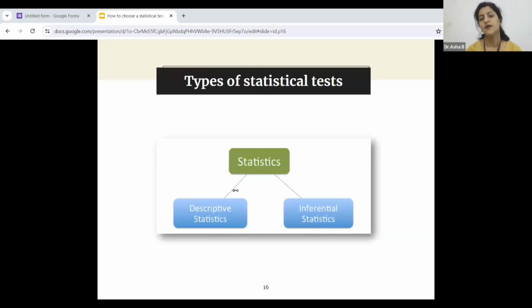Based on the type of objective, we have to choose a statistical test. If the objective requires description, then we choose descriptive statistics. If the objective is analytical in nature, then we have to go for inferential statistics. The point to note here is that descriptive statistics mainly describe the basic features of the sample in hand, whereas inferential statistics draw conclusions based on the data observed from the sample. So this is the main difference. Descriptive statistics deals with the sample, whereas inferential statistics infer what the population values could be.